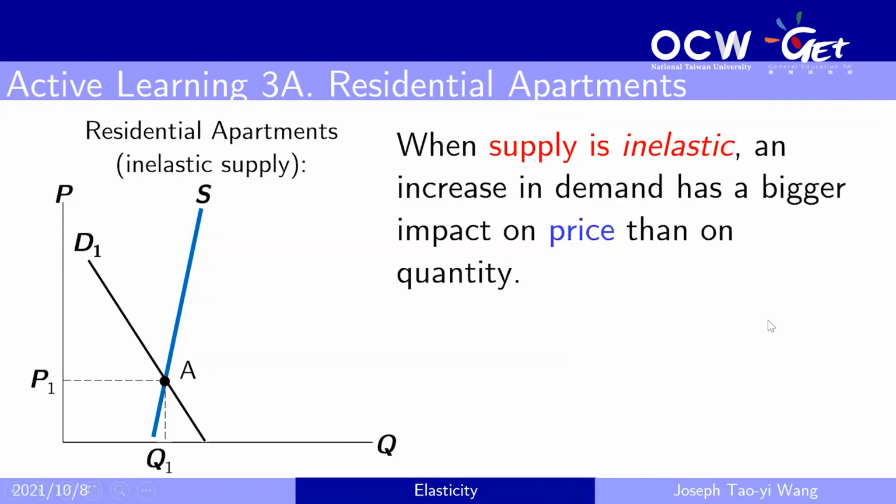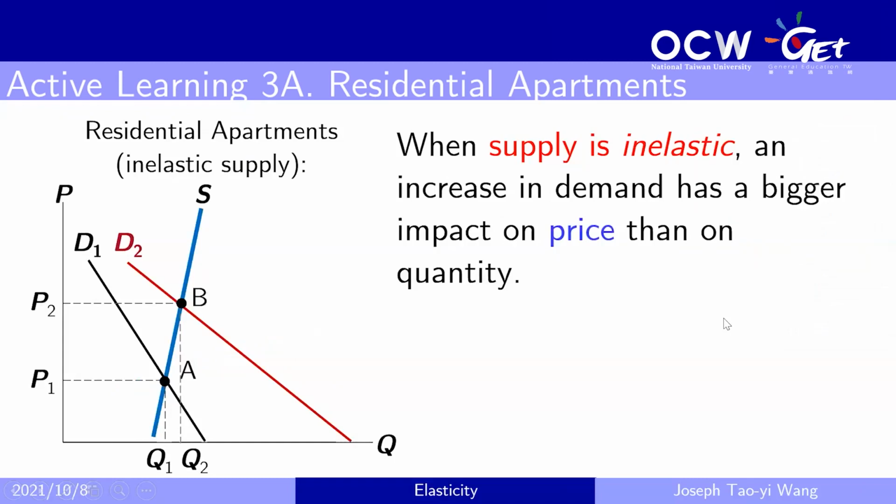So here you have this example with inelastic supply, a steep supply curve. When the demand curve doubles, so at each price, quantity demanded is doubled, you have a huge effect on prices because of the steep supply curve, but a relatively small effect on quantity. So think about residential apartments.